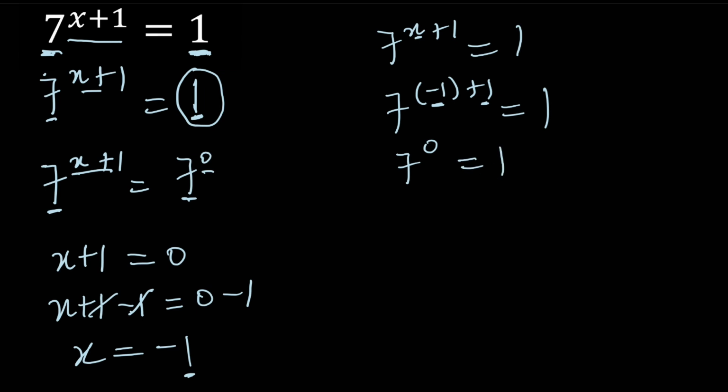And we know 7 to the power 0 is equal to 1, okay? So 7 to the power 0 is 1 equal to 1. So that is correct. So meaning the value for x given 7 to the power x plus 1 equal to 1 is negative 1.